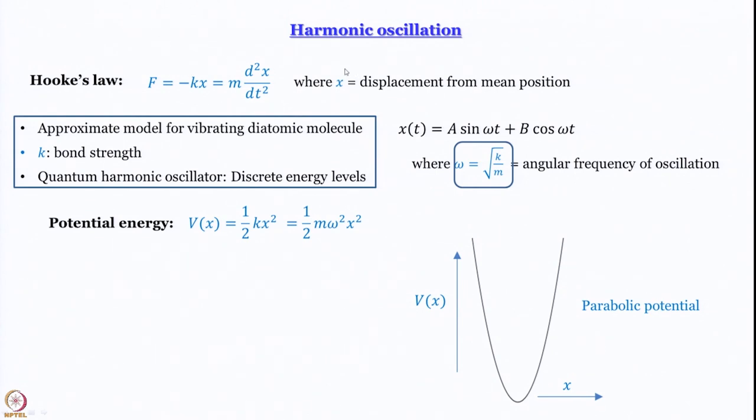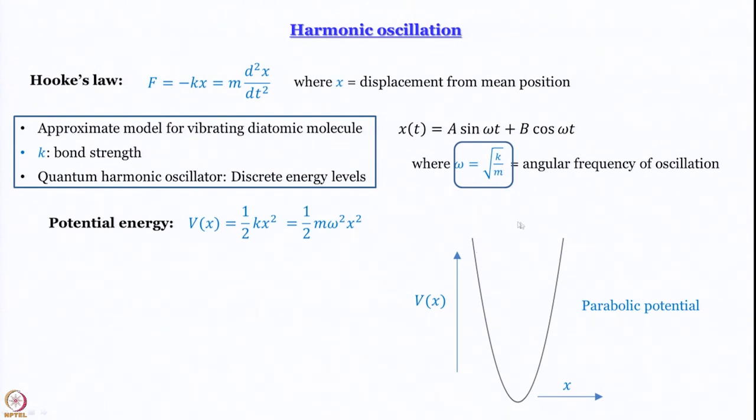We have said that harmonic oscillators are those which obey Hooke's law. So, in the classical domain, the solution for x, the displacement from the mean position, would be a sin omega t plus b cos omega t, where omega is the angular frequency of oscillation. Please note the term angular frequency of oscillation. By the time we close the discussion in this module, we will have something to say about that. This angular frequency of oscillation is simply root over k by m, where k is the force constant of the spring and m is the mass.